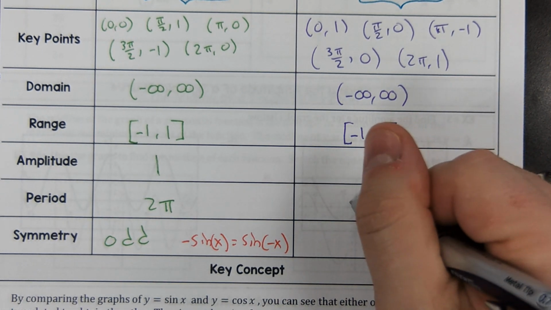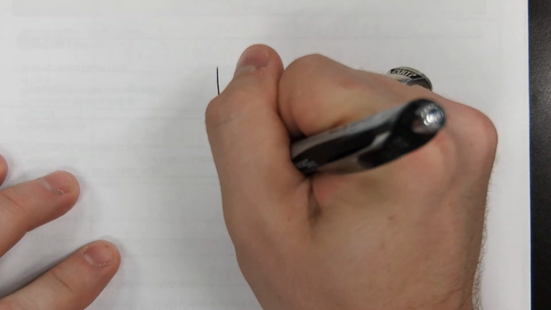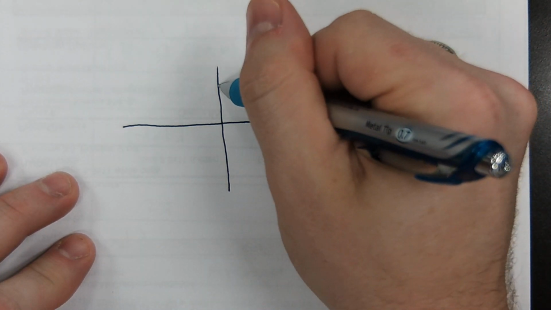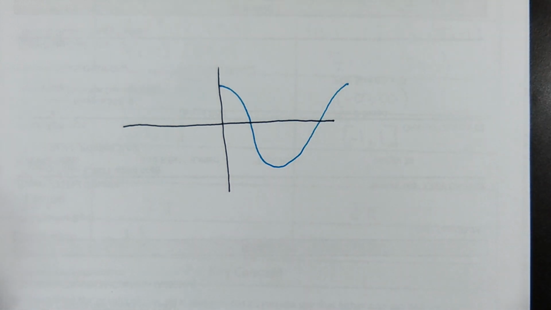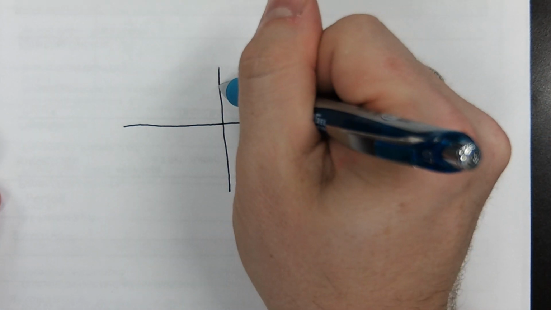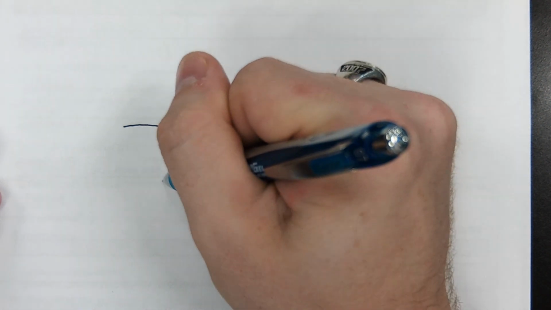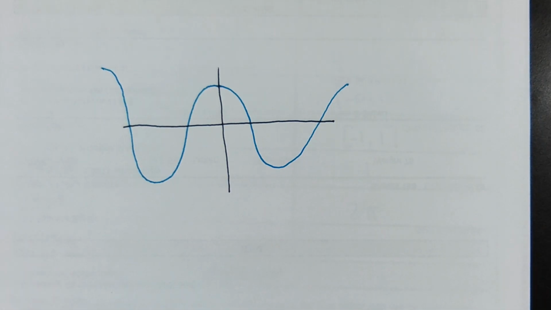However, cosine is not an odd function. Here's a cosine wave. I'm going to do my best to draw it the other way too. I'm really bad at drawing left-handedly, meaning pushing the pen instead of pulling the pen. It's so hard for me to draw left-handedly. But you get the idea, right?